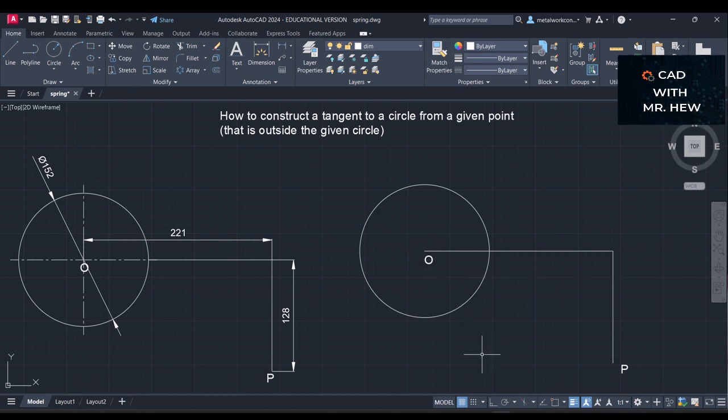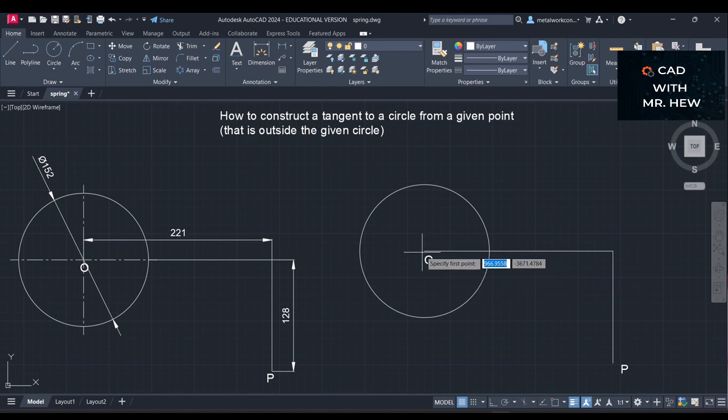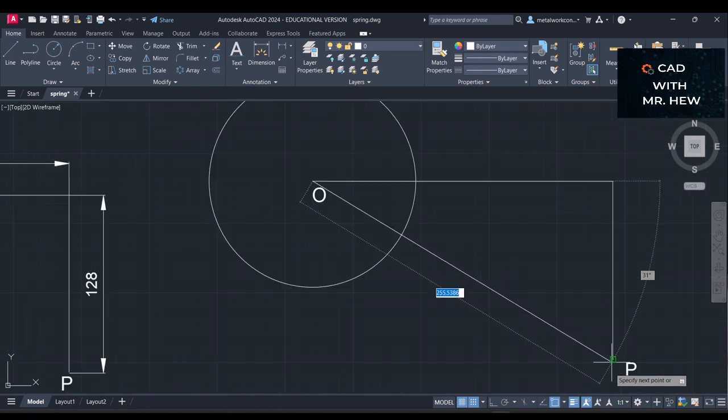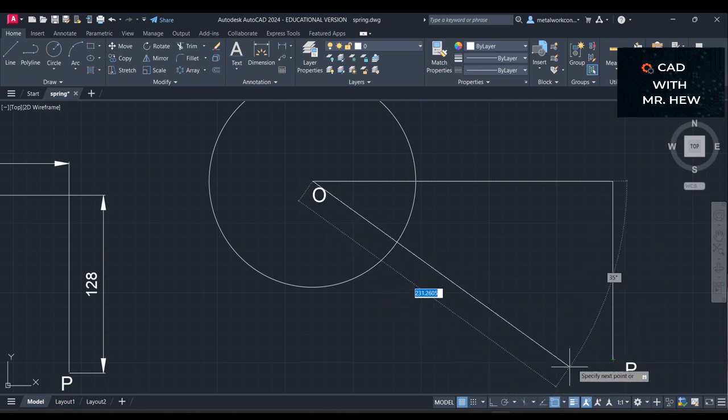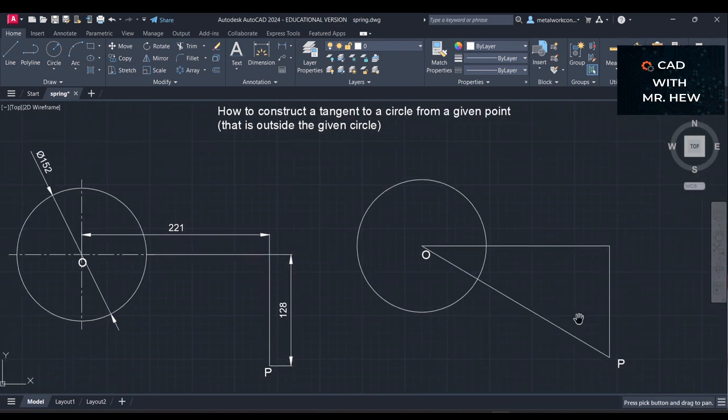Now the first step is to join the center of the circle to the given point P. I need to go in my construction layer, which I'm using as the default layer 0. So we go line, and we join from the center of the circle to the given point P.